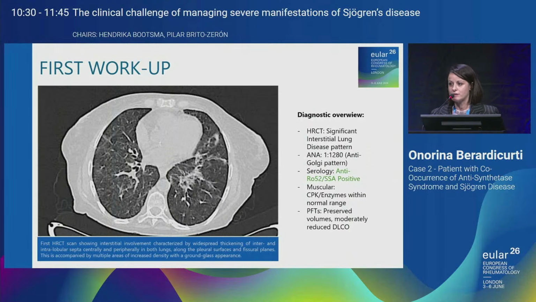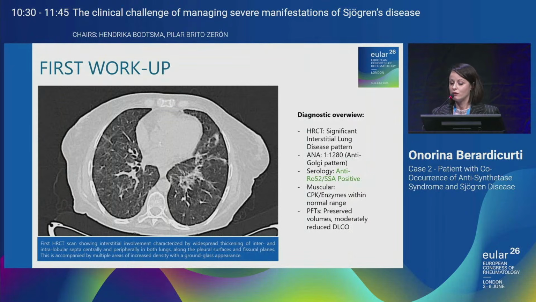All the infectious causes were excluded, so at the time the colleagues thought about an autoimmune disease behind this presentation, and they performed an immunological assessment. She was positive for anti-nuclear antibody with a Golgi pattern, and she had the presence of anti-Ro52 antibodies, only the anti-Ro52, not anti-Ro60 or the anti-SSB antibodies.